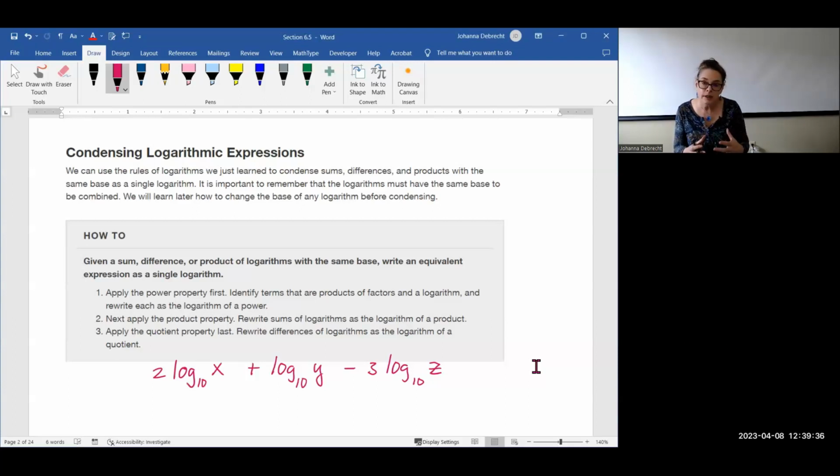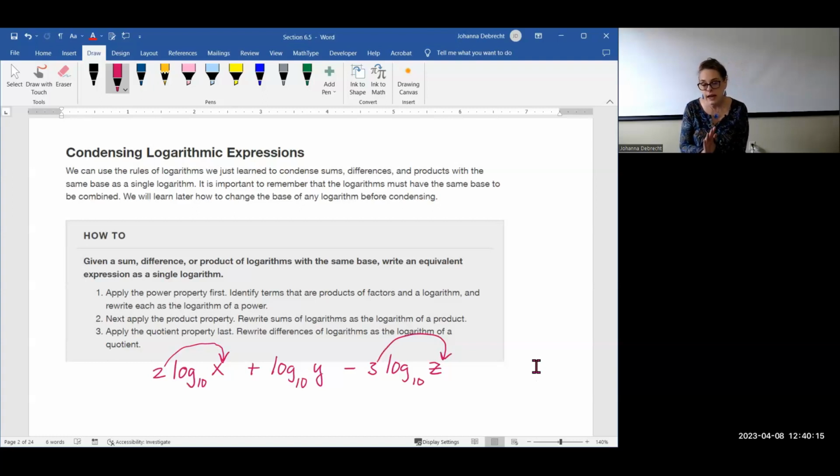Because they're added and subtracted together, the answer is yes. So in order to go in reverse from stretching it out, to condense it back, we have to use the properties in the reverse order. So when we're stretching it out, the first thing we do is we split up our division, and then we split up any addition that we have, and then we pull the powers to the front. That power property acts last. So when we're condensing, it has to go first. So that means that this 2 has to come back up on top of the x, and this 3 has to come back up on top of the z.